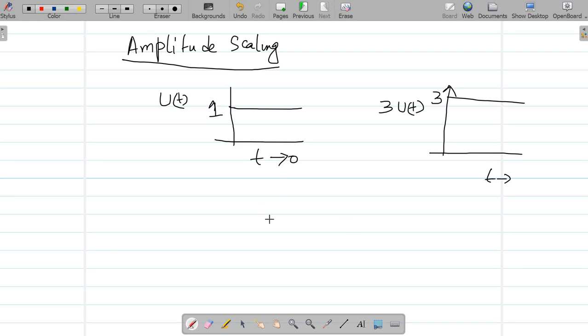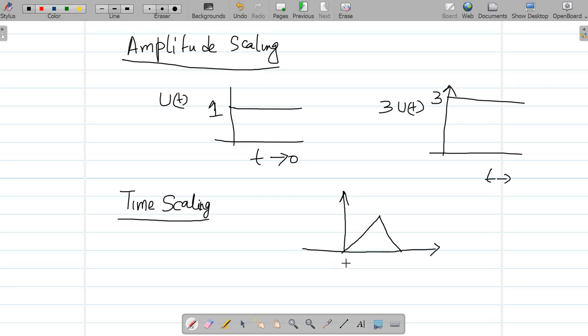Now let us try to understand another operation which is known as time scaling. Now in the case of time scaling operation, let me illustrate this with an example. Suppose I am having a signal something like this. Let us say we are having 0 here, and let us say we are having 2 here. Let us call this signal x of t.